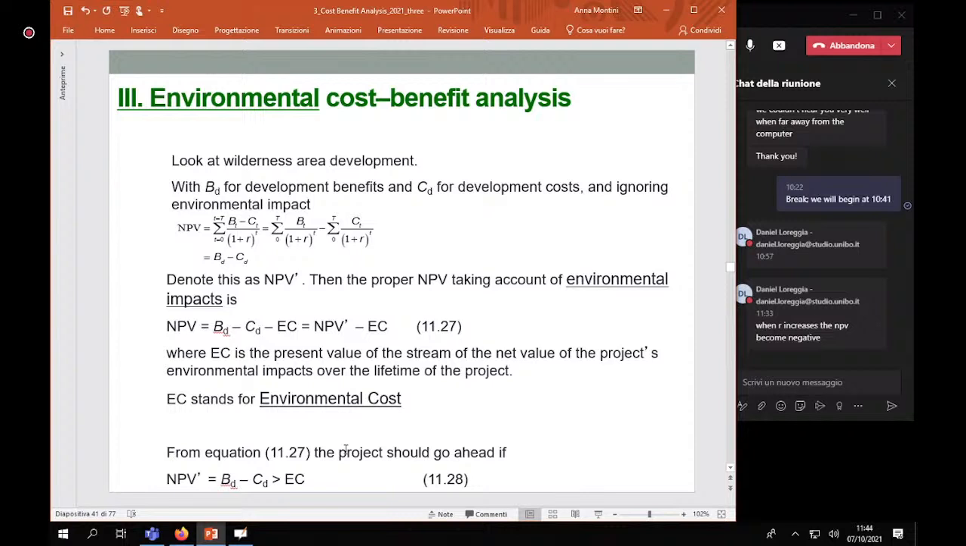Okay? This is a possible notation of environmental project appraisal, of environmental cost-benefit analysis, because if you want to avoid this kind of notation, you can list all the consequences, all the effects, and you can estimate costs and benefits for all the consequences and all the effects. And then you will have your cash flow and the possibility to calculate the net present value.